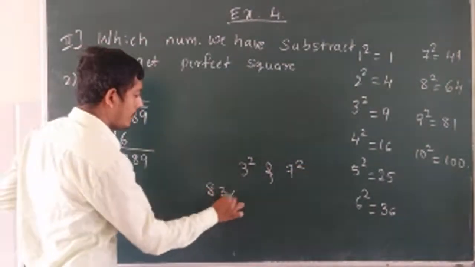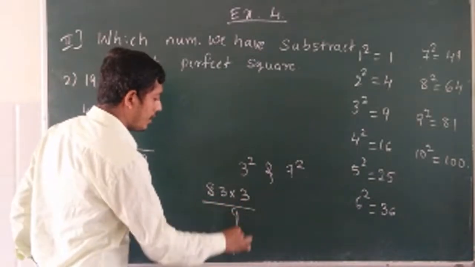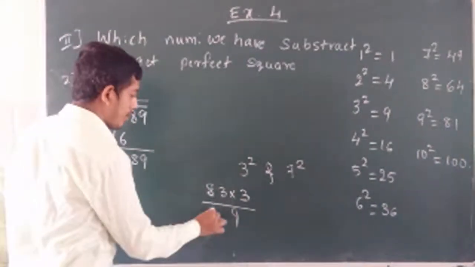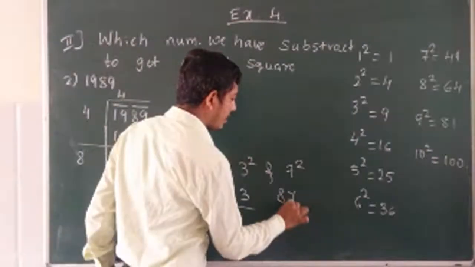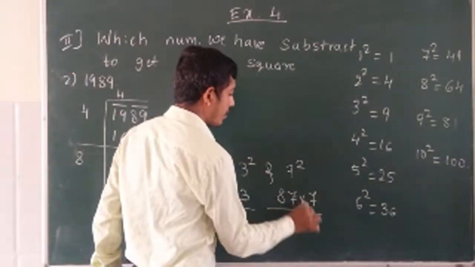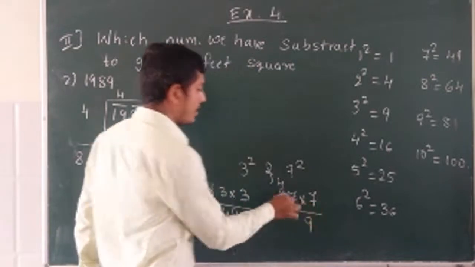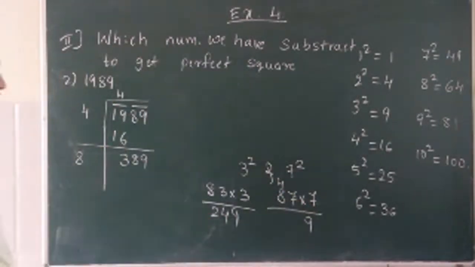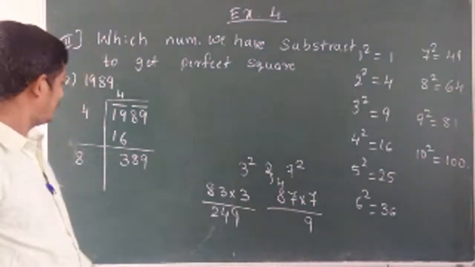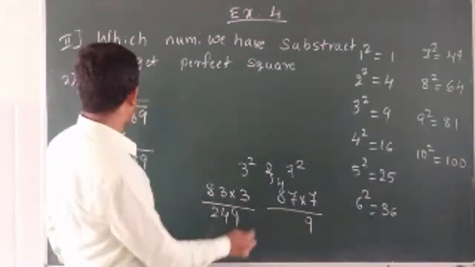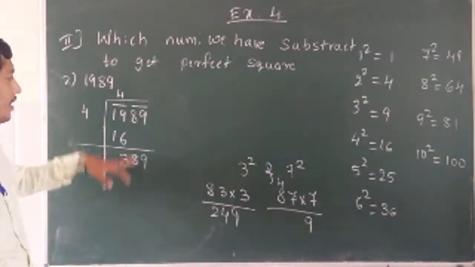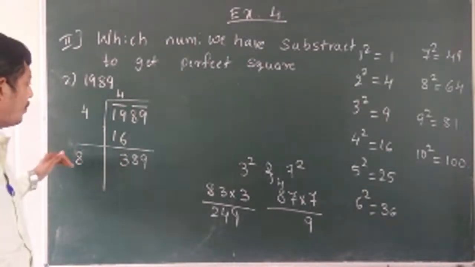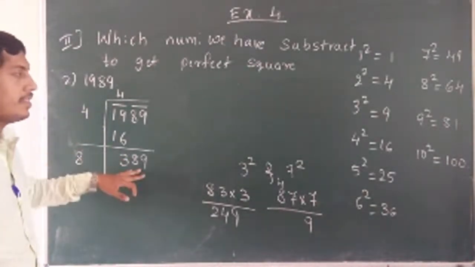8 3 into 3, 3 3s are 9, 8 3s are 24. That is not possible. Then I can consider 7. 87 into 7. 7 7s are 49. 7 8s are 56. 4 4s are 16 plus 3. Then 89. Then 4 plus 4 is 8. Then last it is 9.